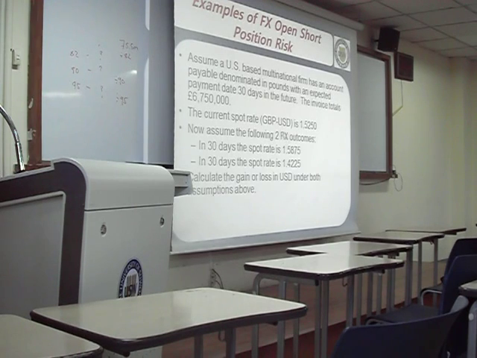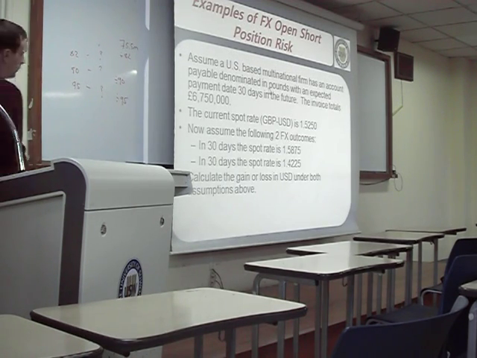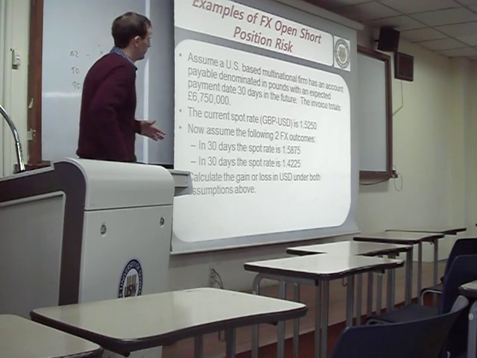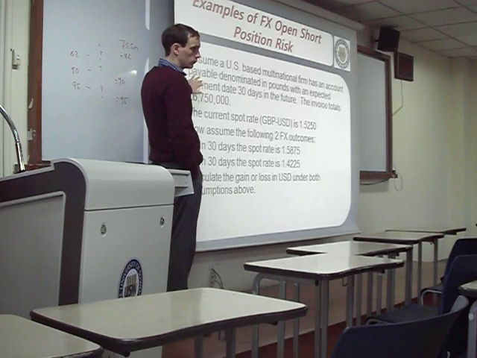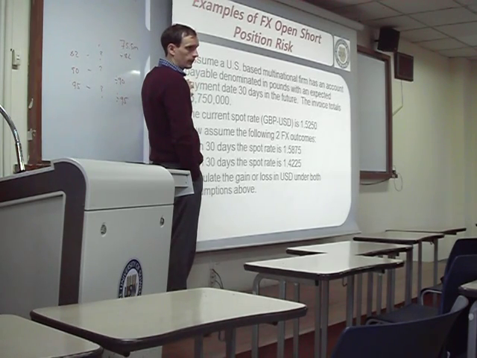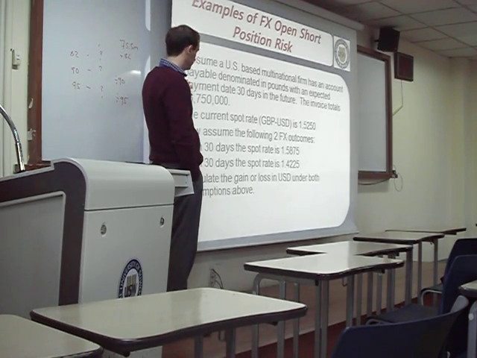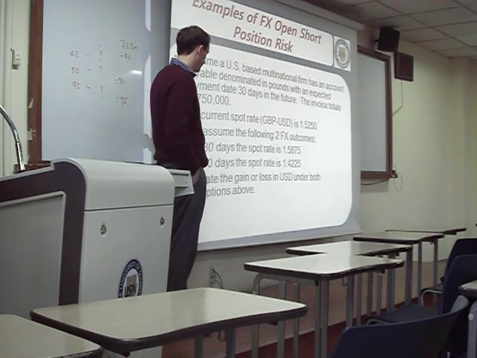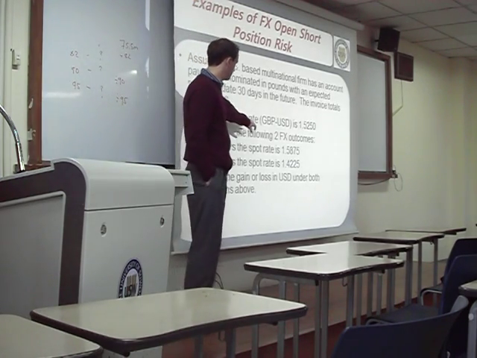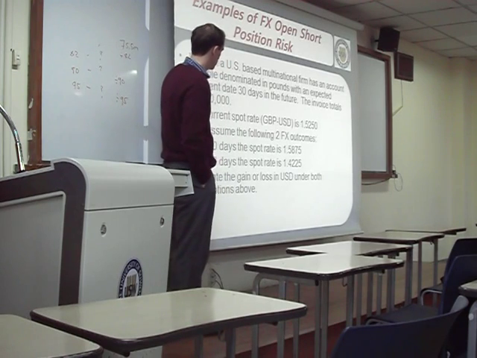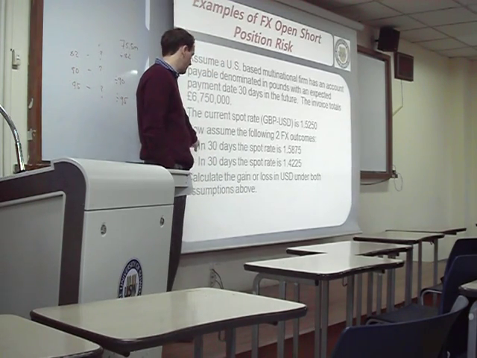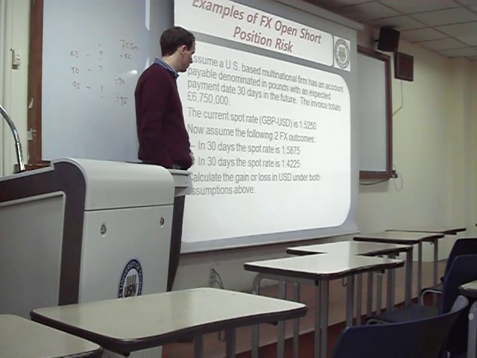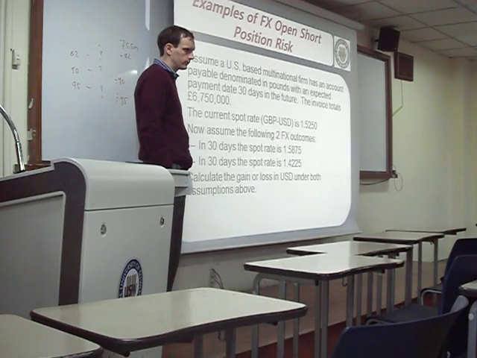So we'll just look at this. We're not going to do the calculation. This is a short position. So the US multinational firm has accounts payable. Accounts payable, short. What's the risk? Foreign currency gets stronger, okay? So here we have the British pound and the US dollar. US dollar is home currency. So in which one of these is the British pound getting stronger? 158 or 142?